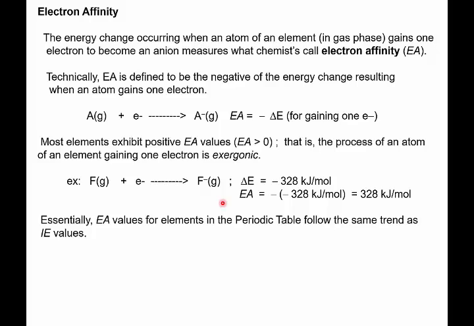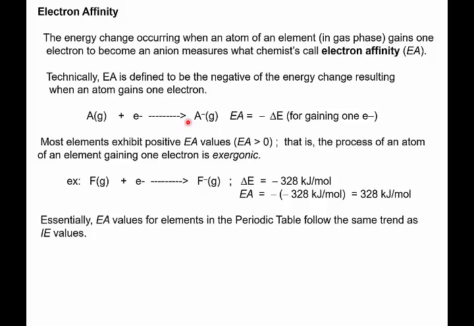Now, let's be careful as we define this, and a lot of textbooks kind of gloss over this. The symbol for electron affinity is EA, capital E, capital A. Technically, EA is defined to be the negative of the energy change resulting when an atom gains one electron. It is to say, say we have an atom A and we add an electron, producing an anion. The electron affinity is the negative of the energy for that.